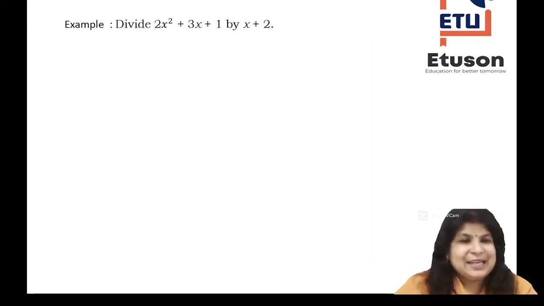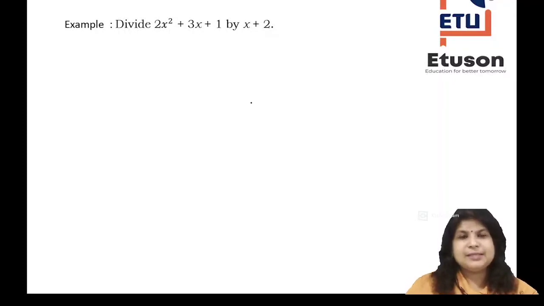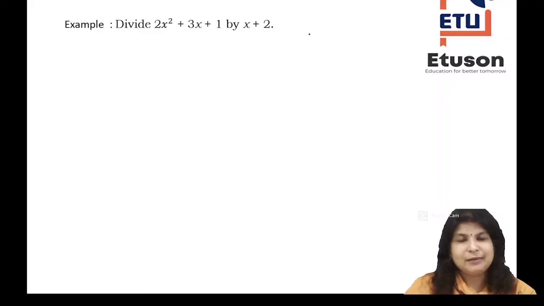So let us start the first example, that is divide 2x square plus 3x plus 1 by x plus 2. So what was the first step? You have to arrange the polynomial in the decreasing order of their power. As you can see, already the first step is done for you. Already it is in the standard form. So step 1 is already over for you.